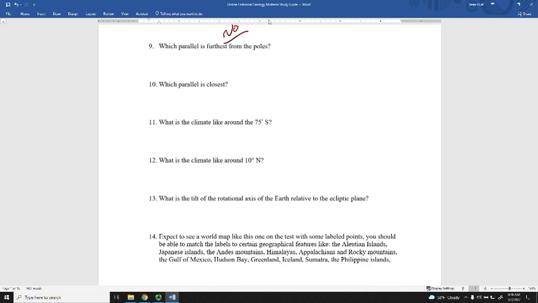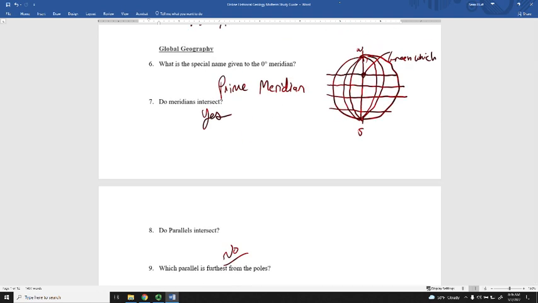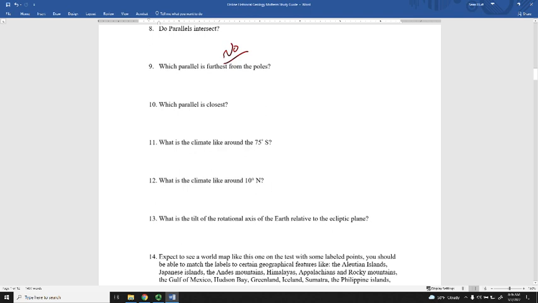Which parallel is furthest from the poles? Well, you'll notice that here's the pole up here. The one that's furthest from the pole is the one that's smack dab in the middle, and that's the equator, right? So it's the equator.